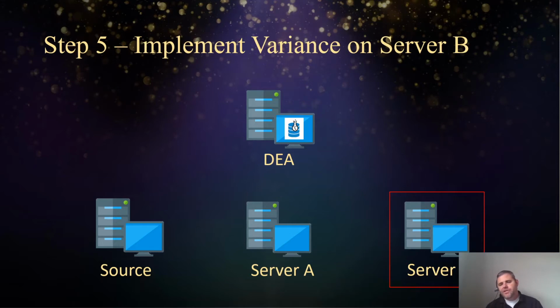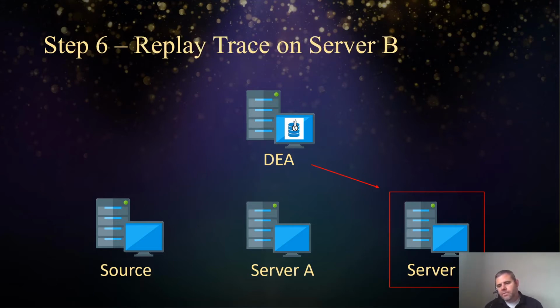Step 5 is you're going to implement the variance on server B if you have not done so already. So in the example that we were talking about, if your production server is SQL Server 2012 and you're going to SQL Server 2019, you're going to want to make sure that your server B is on SQL Server 2019 before you complete the next step. Once you've completed the variance, then step 6 is you replay the trace on server B that was captured from the source. So again, the production trace that you captured, you're going to run that on server B.